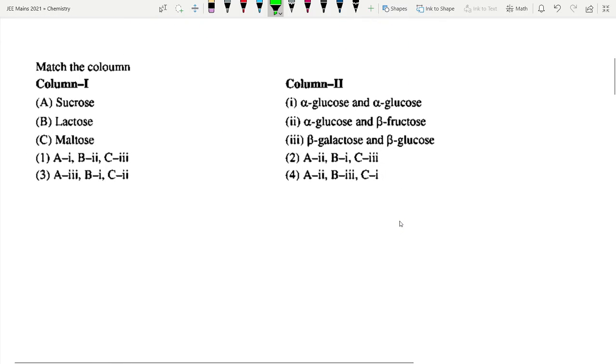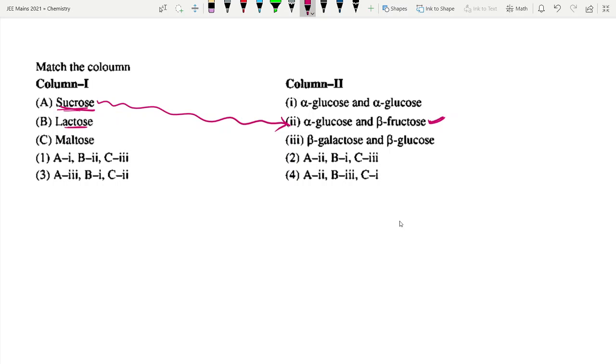Again, a match the column, and this is what I expected because I saw the last year JEE Mains paper, and I saw a lot of questions from biomolecules. So this is once again identifying the monomer units. So sucrose, it's very obvious, alpha glucose and beta fructose, and both the anomeric carbons are linked in sucrose, and so many other very interesting properties of this molecule.